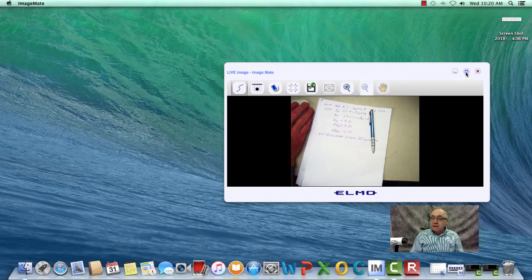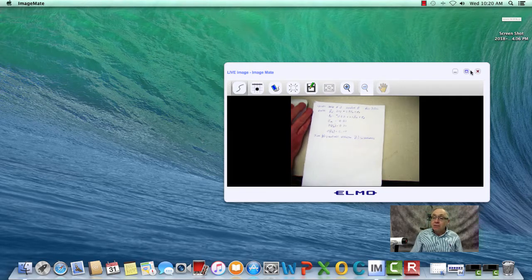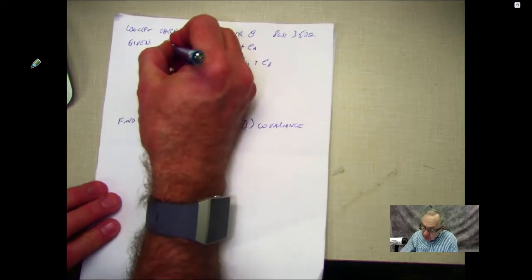Students, this is Business 3502 Investments, looking at Chapter 8 Problem Sets. We'll start with Concept Check number 2 on page 269 of the textbook. And for this, we're given equations.